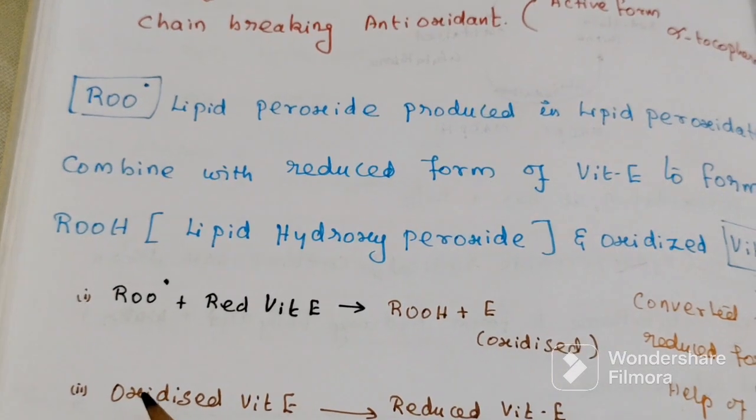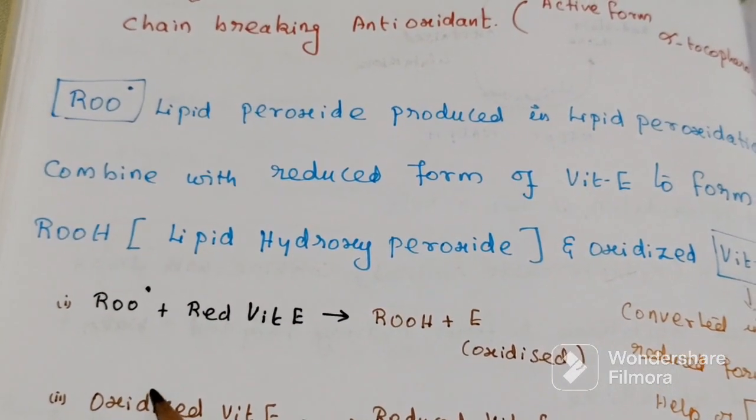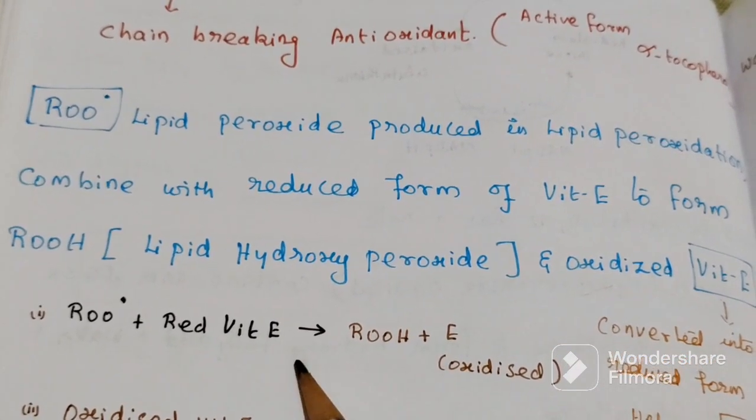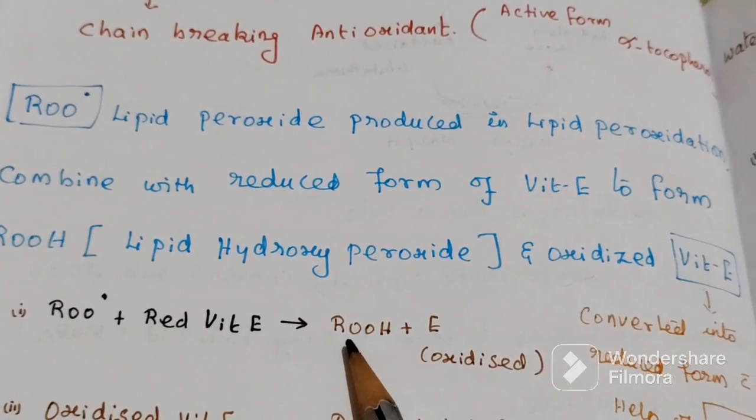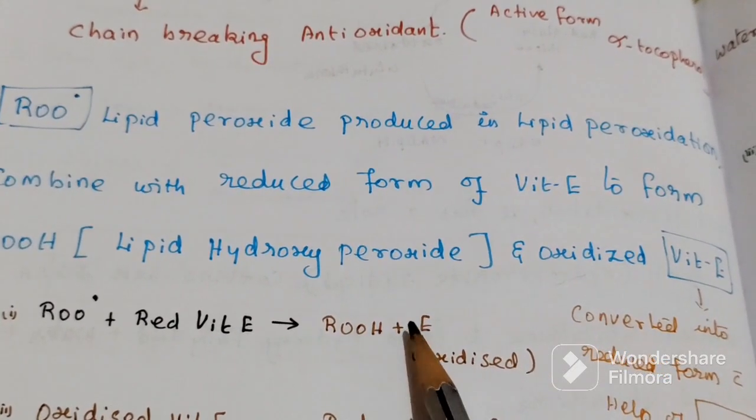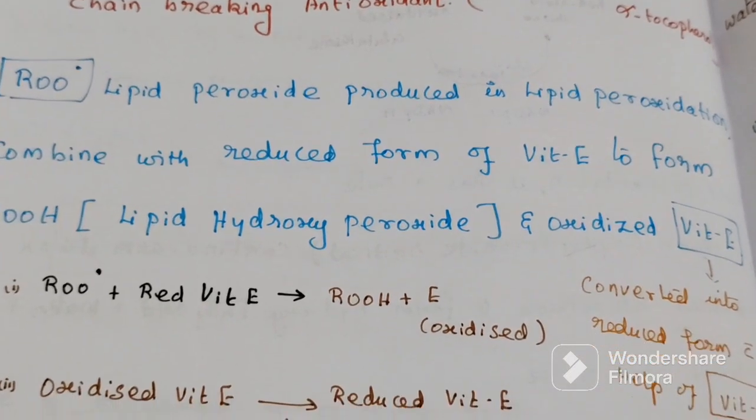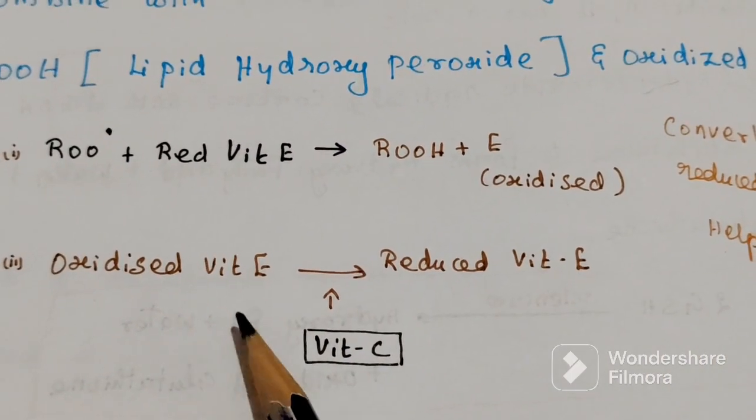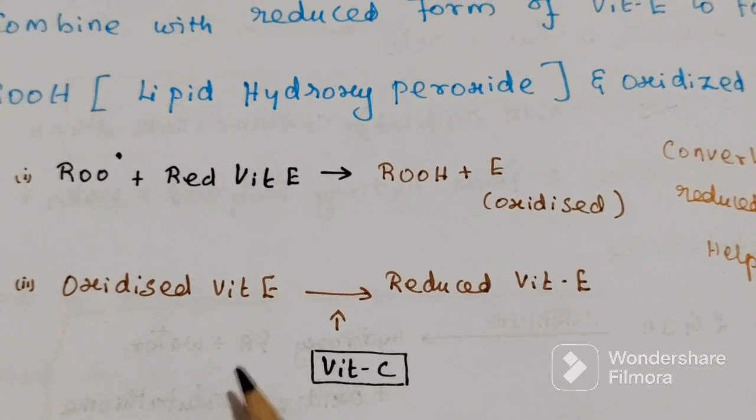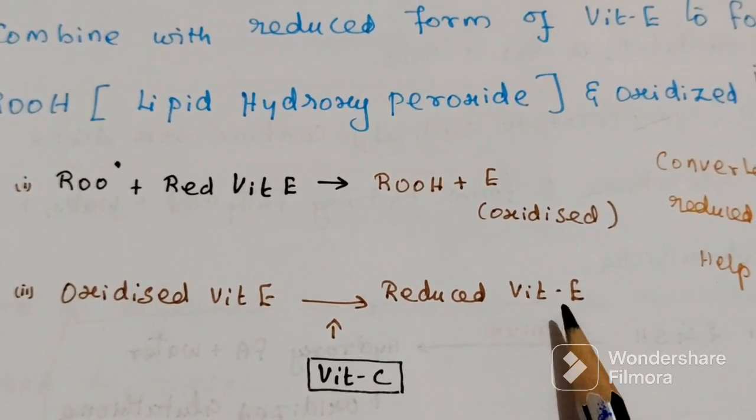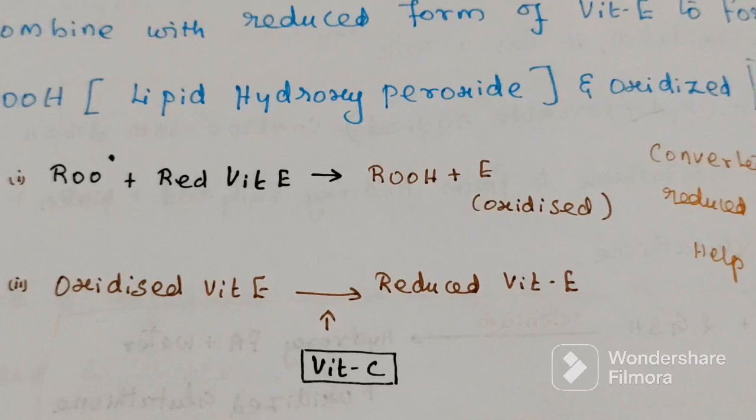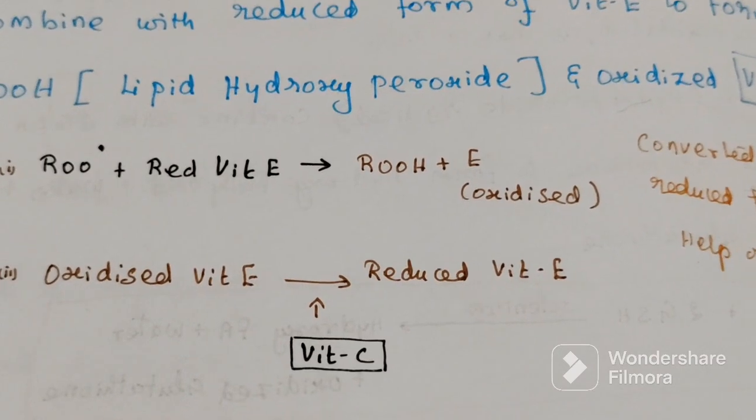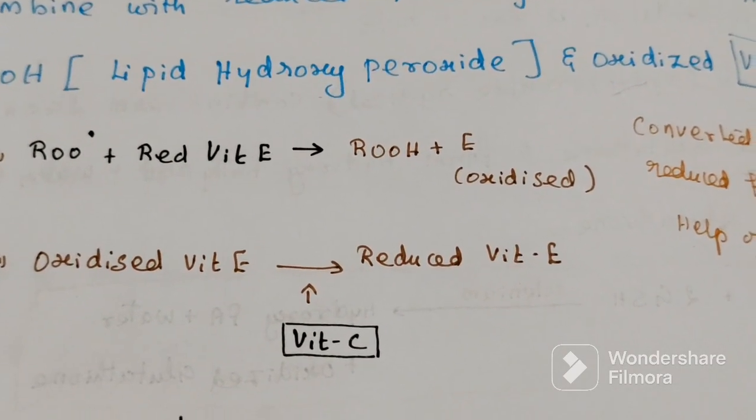So the lipid peroxide combines with the reduced form of vitamin E to form lipid hydroperoxide plus the oxidized form of vitamin E. This oxidized vitamin E is again converted into the reduced form with the help of vitamin C. Here vitamin C spares the function of vitamin E in its antioxidant property.